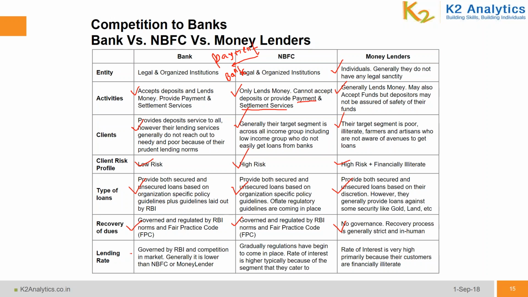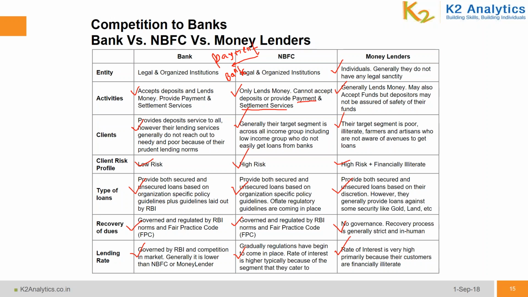Lending rate for banks is typically governed by RBI and competition in the market, and is generally lower than NBFCs. Lots of regulations have come up for NBFCs. They also, of late, cannot charge beyond 28, 29 percent. However, still their rates of interest are very high compared to banks.